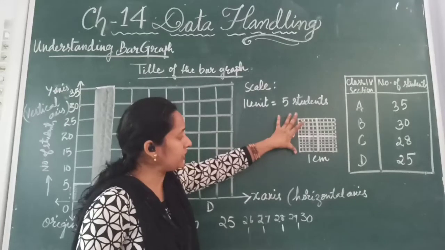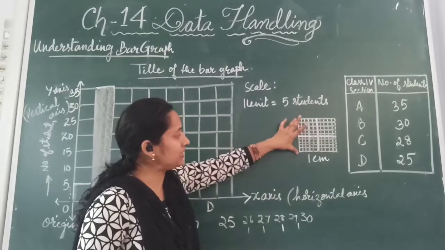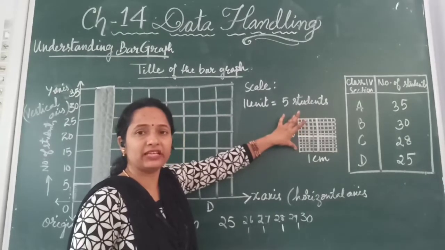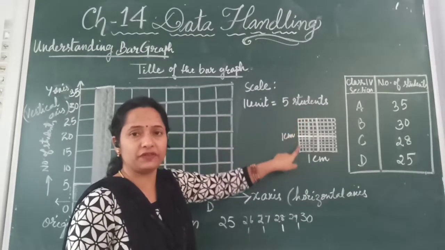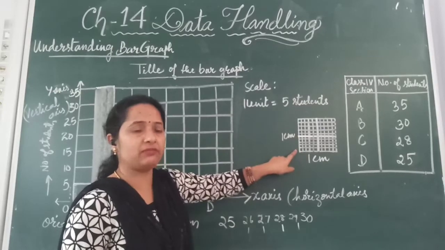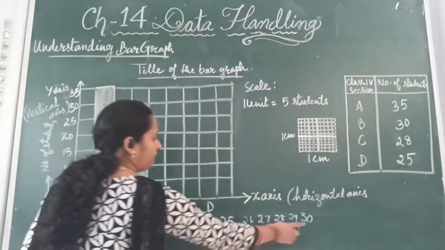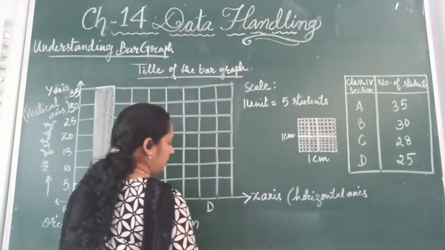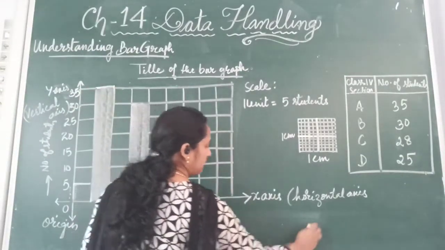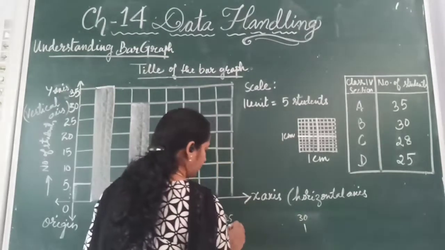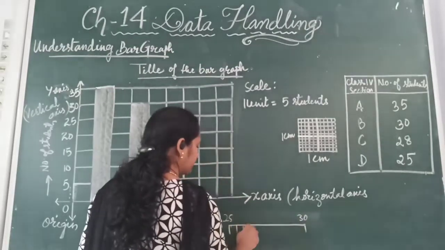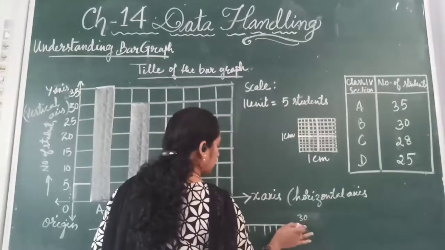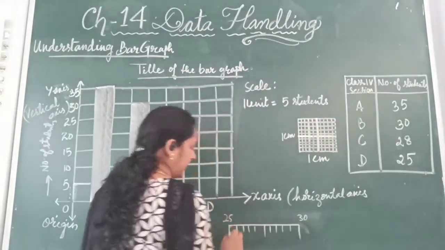I showed you already that in between 1 centimeter, a graph paper is completely divided into 10 equal divisions where each division is 1 millimeter. So between 25 and 30 we will have total 10 divisions. Right, these are the 10 divisions.